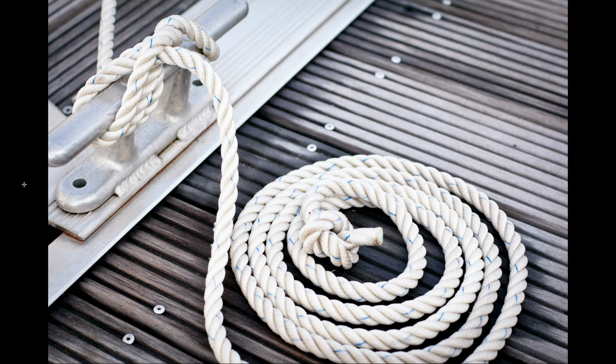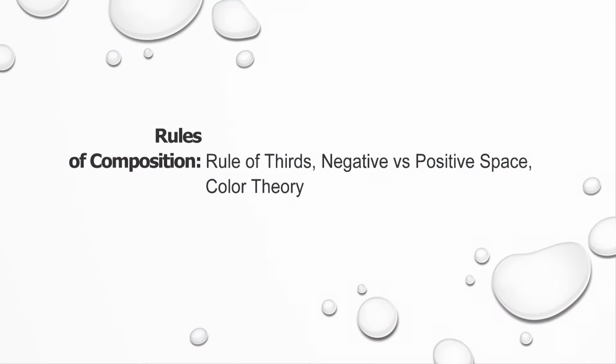Diagonal lines here, intersecting lines here, curved lines here, plus monochrome color set. So I think this picture's got a lot of things going for it. Let's take a look at some of the rules of composition here. Rule of thirds, you'll see that in a lot of the pictures here, either straight up and in your face or subtle. Negative versus positive space, think about that.